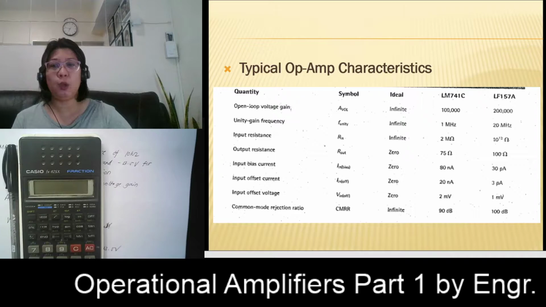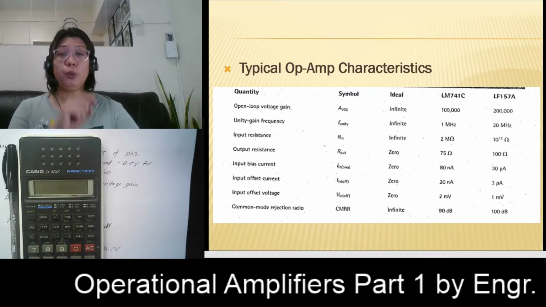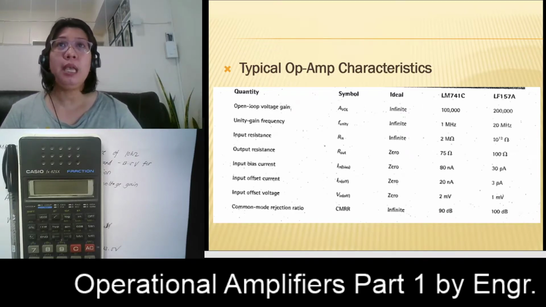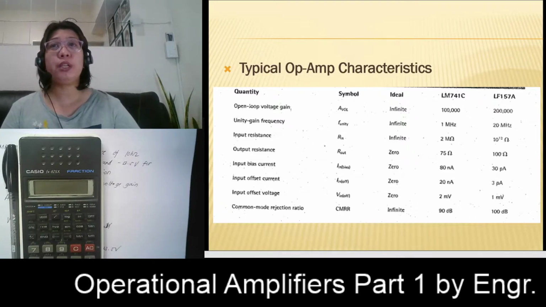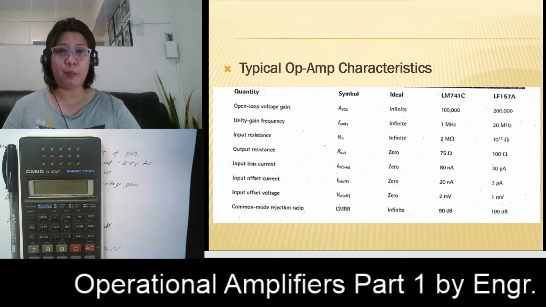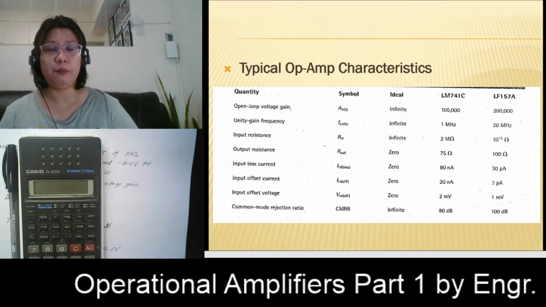And lastly, we have the common mode rejection ratio. The input bias current, the input offset current, the input offset voltage and your CMRR, we have already talked about when we discussed the video regarding your differential amplifier. In this table, we have included your 741 operational amplifier, that is your LM741C.